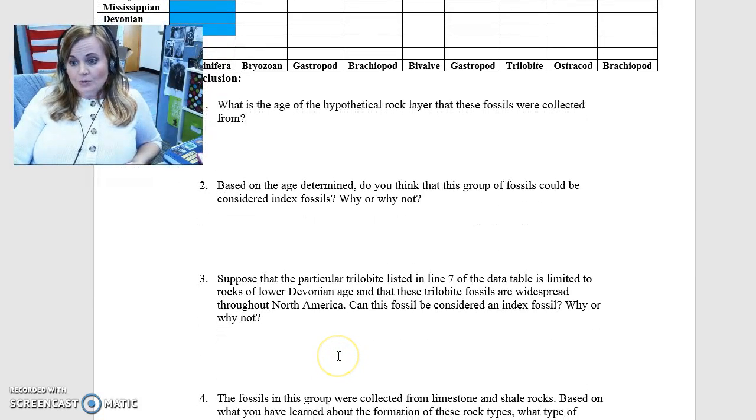Question 3 says, suppose that the particular trilobite listed in line 7 right here of the data table is limited to rocks of the lower Devonian, meaning the oldest part of the Devonian period, and they are widespread throughout North America. Can this be considered an index fossil? Well, we just talked about the definition, so I think you could probably come up with that conclusion on your own.